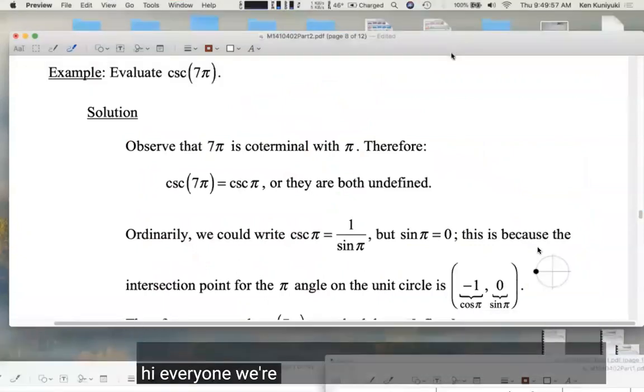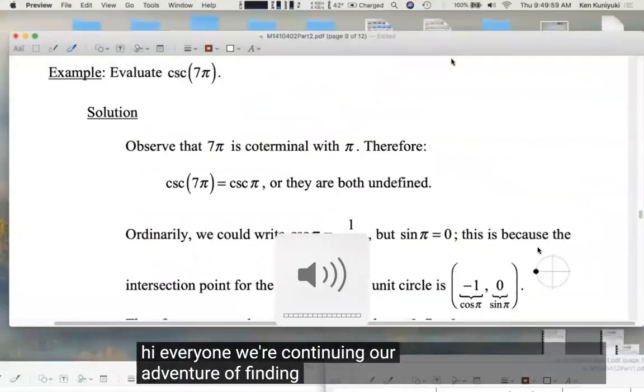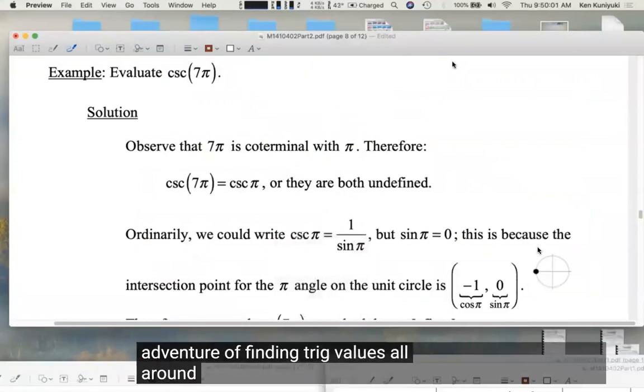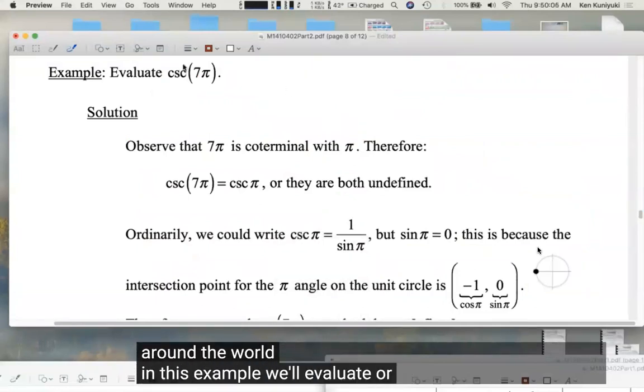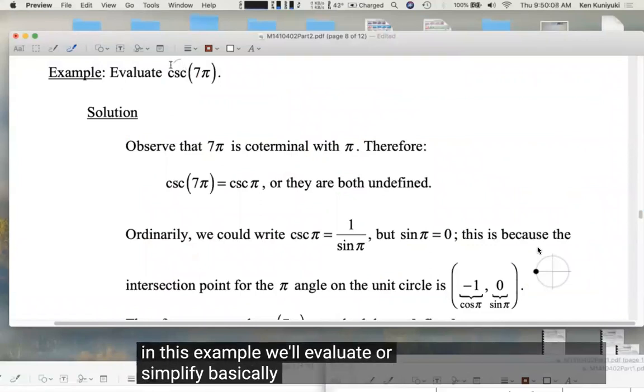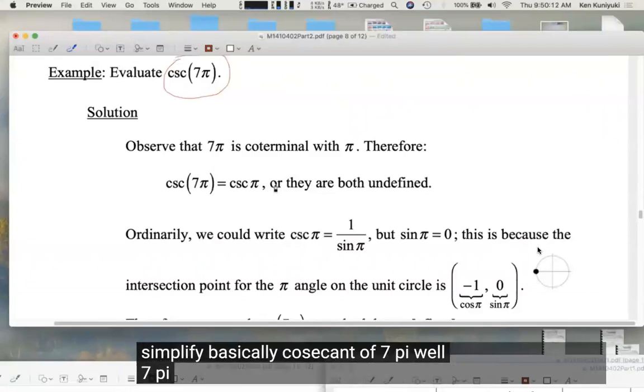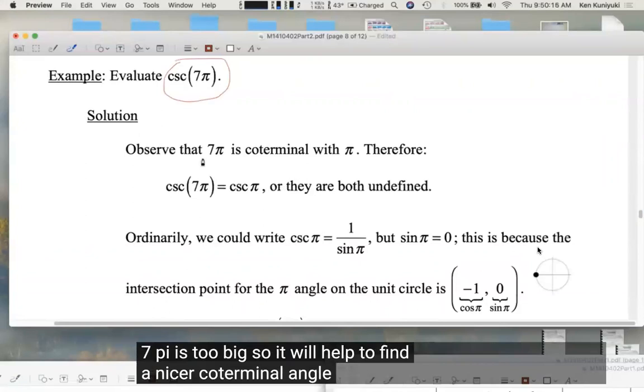Hi everyone, we're continuing our adventure of finding trig values all around the world. In this example, we'll evaluate, or simplify, basically, cosecant of 7 pi. Well, 7 pi is too big, so it will help to find a nicer coterminal angle. Let's find a nicer coterminal angle.